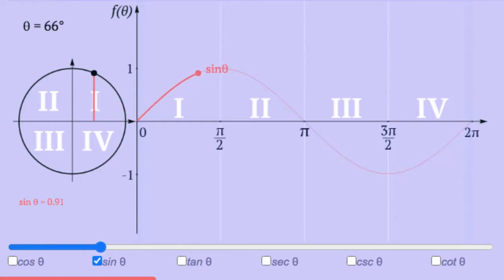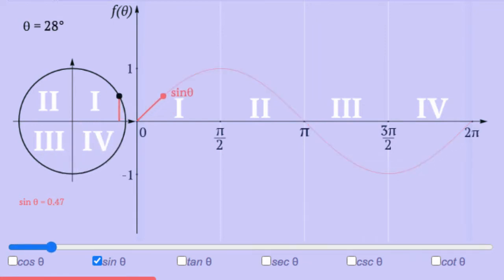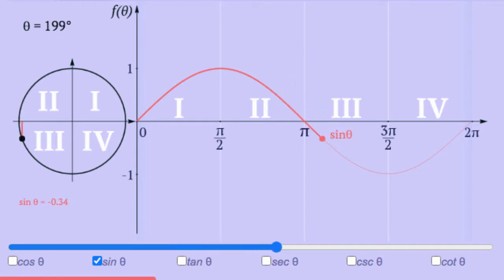So the big picture for this lesson is graphing sine functions and cosine functions. Here's an interactive graph. And you want to keep in mind that the sine value is the y value of the function.